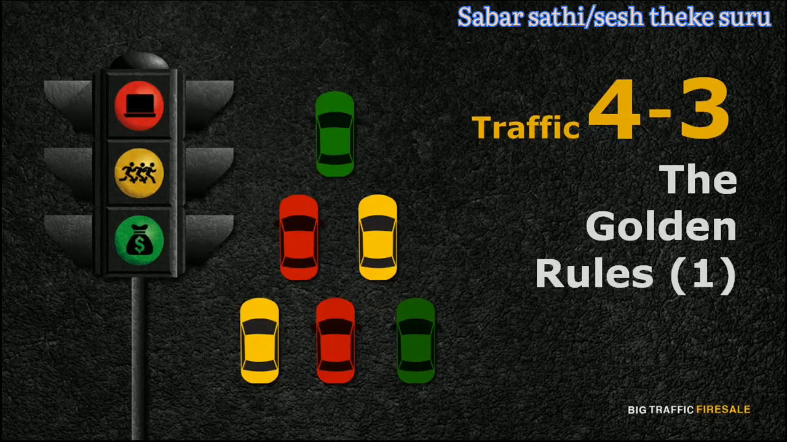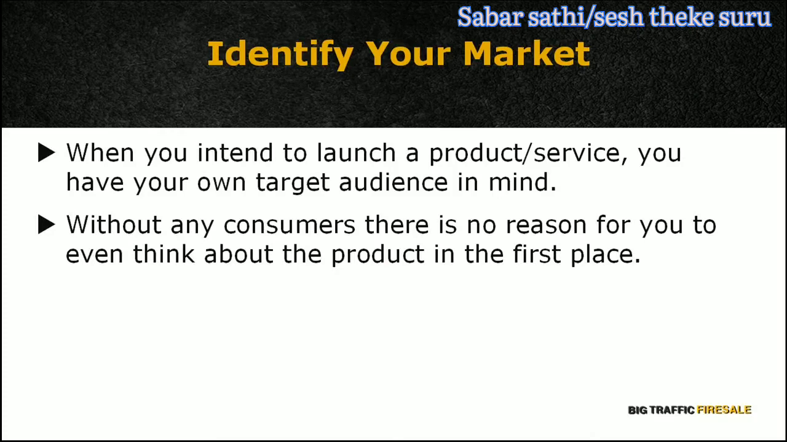In this module, we provide you with the golden rules to ensure your solo ad success. The two rules focused on in this chapter are to identify your target audience and secondly, to be specific in your advertising. When you intend to launch a product or service, you have your own target audience in mind. Without any consumers, there's no reason for you to even think about the product in the first place. The same case applies in solo ads. You have to know which market to focus on and whom you are servicing.